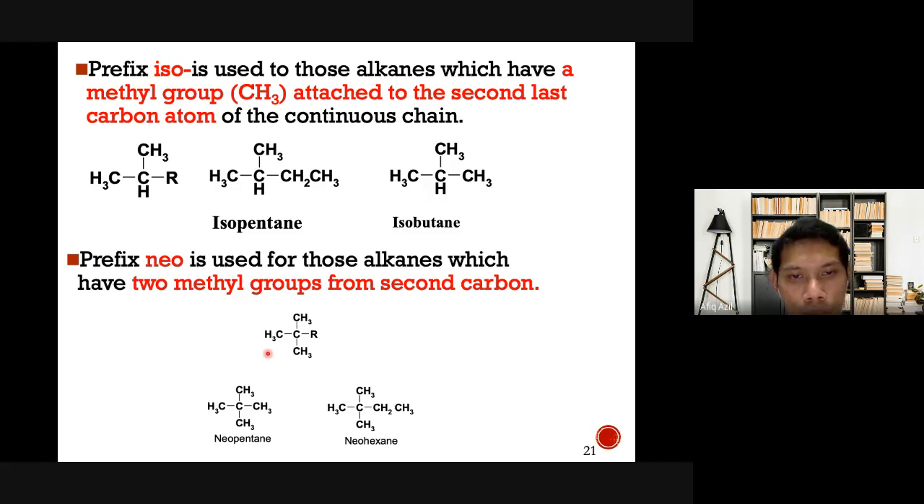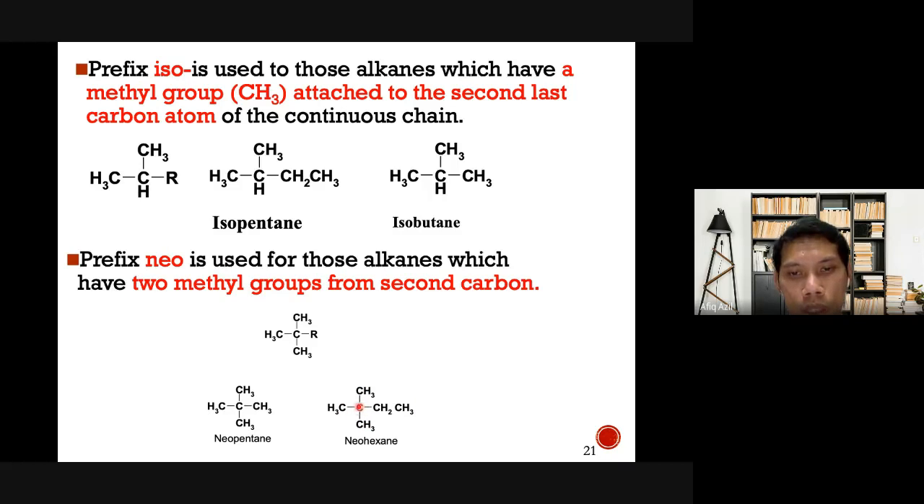The prefix neo is used when you have 2 methyl groups on the second carbon. For example, this carbon is bonded to 2 CH3. You have one CH3 group, one CH3 group, and this as well. So this is neopentane. There are 5 carbons, 1, 2, 3, 4, and 5. Whereas this one is neohexane, 1, 2, 3, 4, 5, 6.